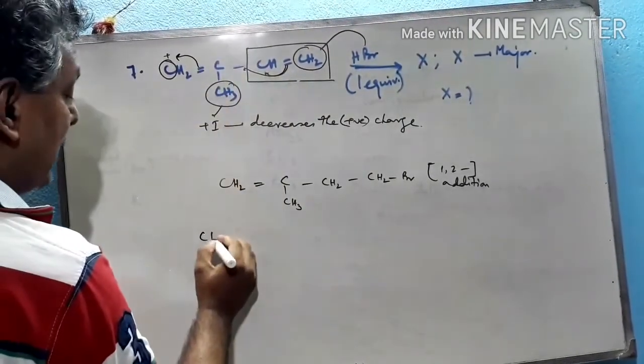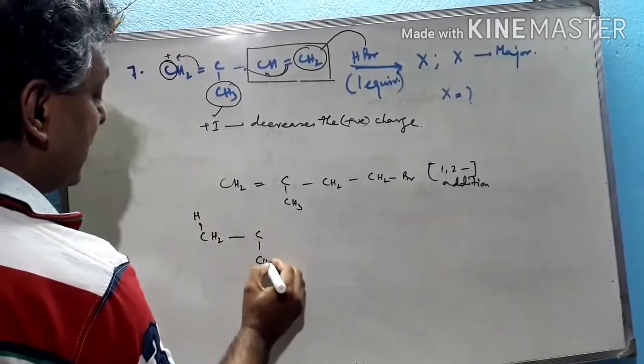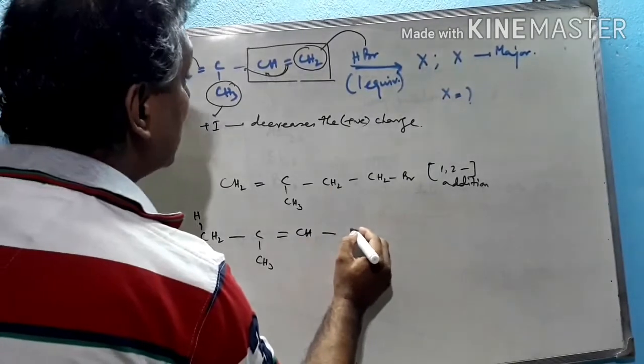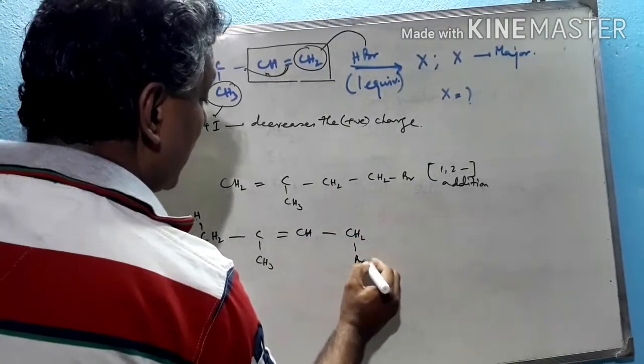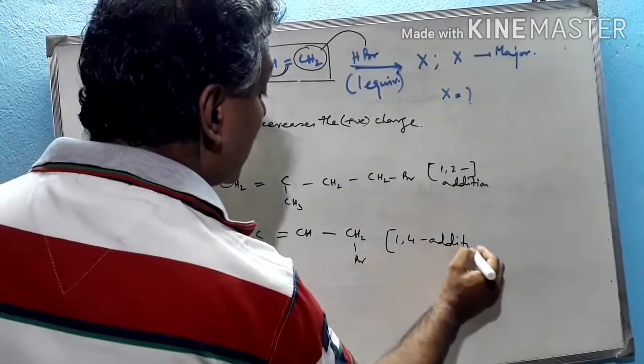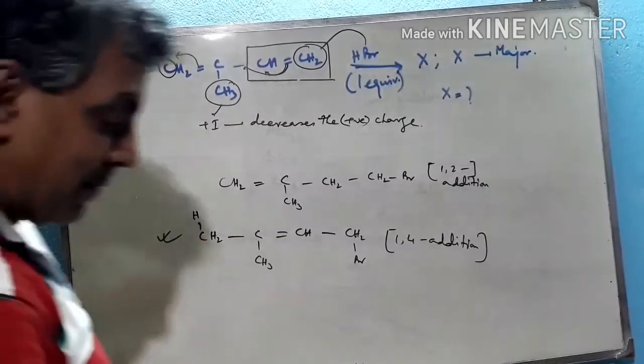Here CH2 hydrogen single bond C, CH3 double bond CH single bond CH2Br. This is 1,4 addition. This is the major product. So actually X will be this.